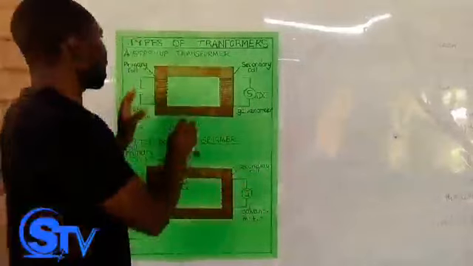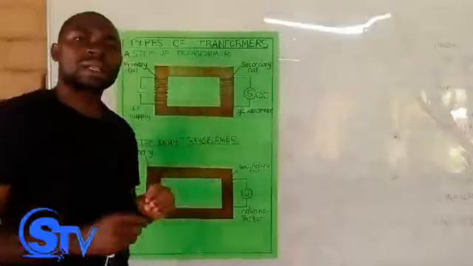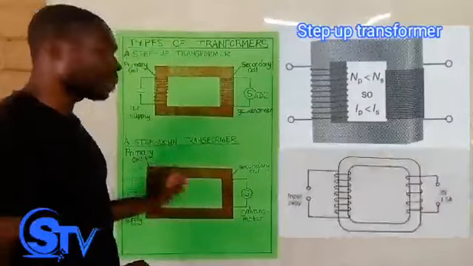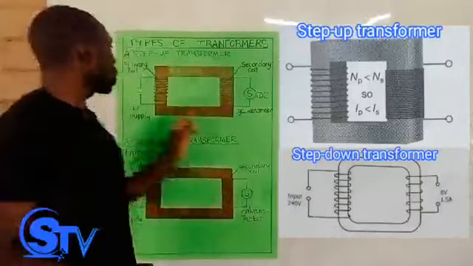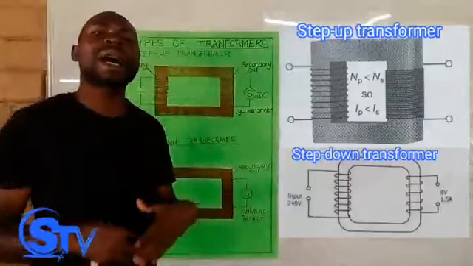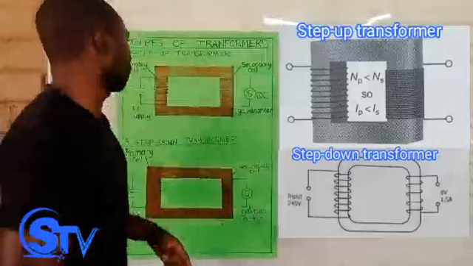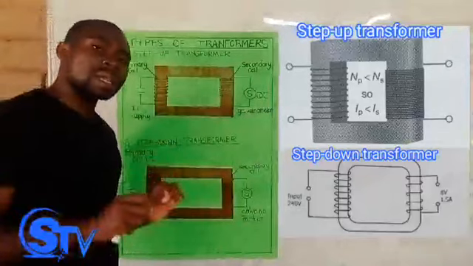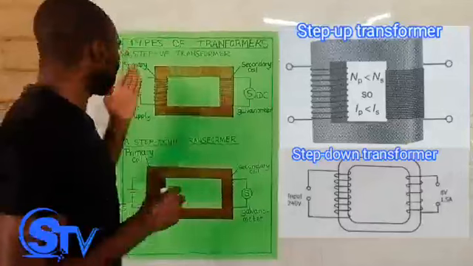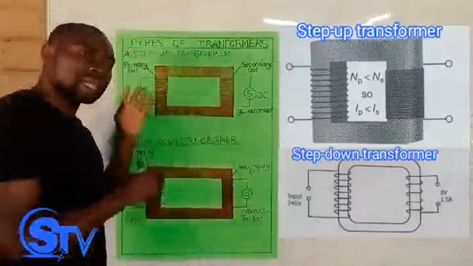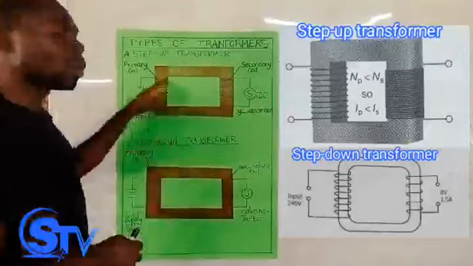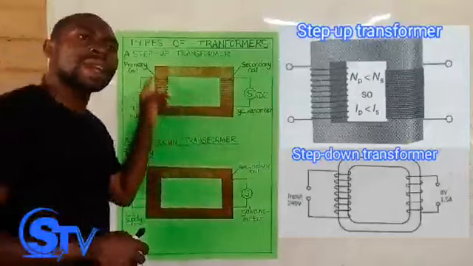Now let's look at the two types of transformers. We have the step-up transformer and the step-down transformer. How do you identify that this is a step-down transformer and this is a step-up transformer? One of the physical things that can make it easier for you to identify the step-down and the step-up transformer is the number of turns or number of coils.